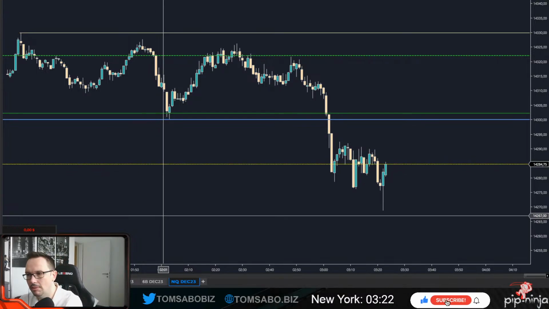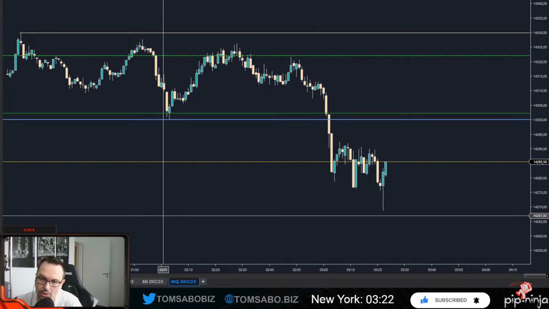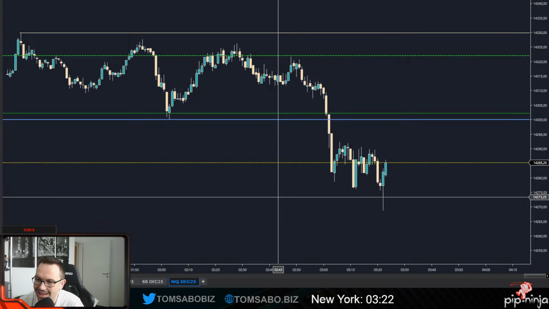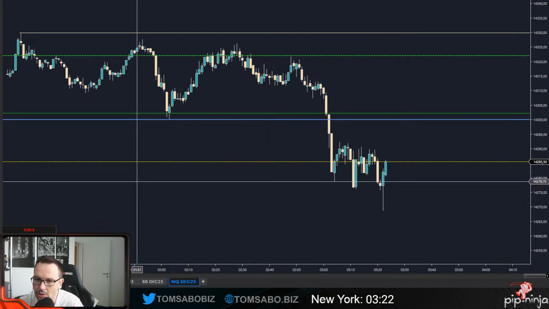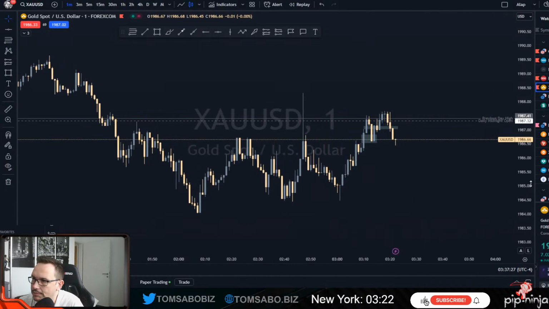And my main asset, as I was talking about it 2 or 3 months ago, is going to be NQ/ES, but most likely NQ and gold. And so look at gold.